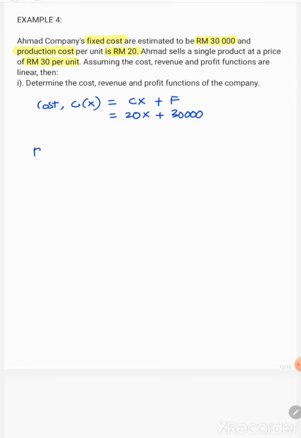And the second one is the revenue, denoted as Rx. The formula is S multiply X. S is the selling price, as stated in the question, which is 30, when Ahmad sells a single product at the price of RM30 per unit, multiplied by X.